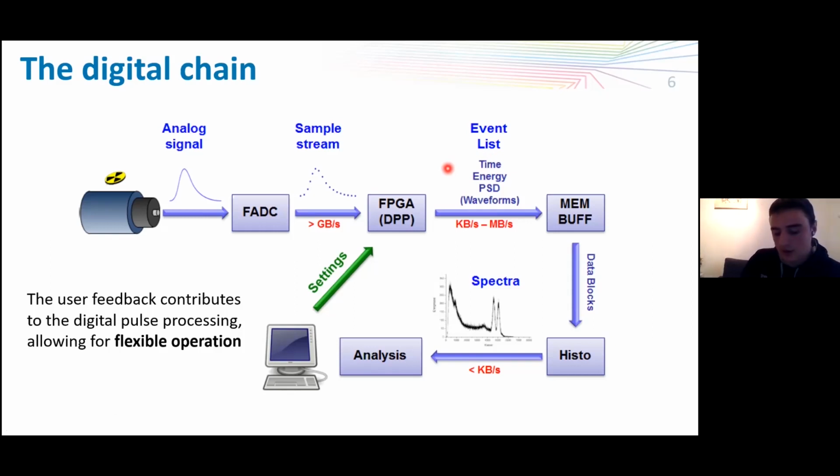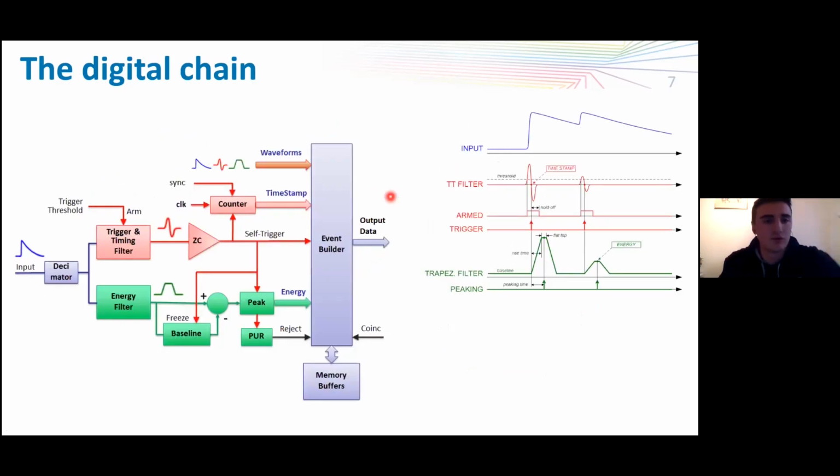So if we have a look at what these kinds of algorithms that are set by the user look like, we would find something that is very similar to what the analog chain was doing. So we will have a split after the sampling happens in the decimator to the timing information, where we will again be finding a zero crossing, and finally providing a timestamp to our event builder. While on the energy side, we will have an energy filter called a trapezoidal filter that performs a very similar role to what we saw with the shaping amplifier.